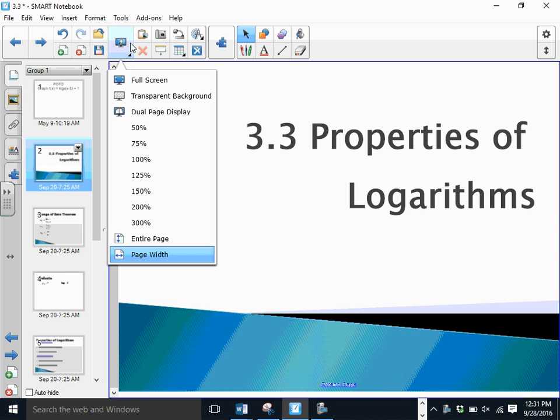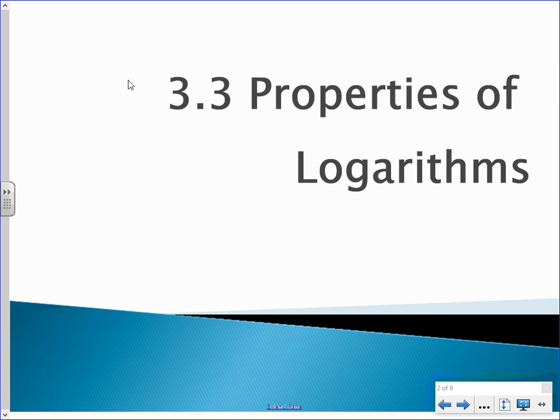Today we discuss properties of logarithms, and the first thing that we are going to discuss is the change of base formula. Your calculator has log base e, the natural log, and your calculator has log base 10, and that's it. So how do you evaluate log base 5, log base 2, log base 20?